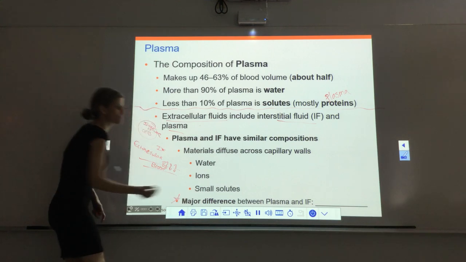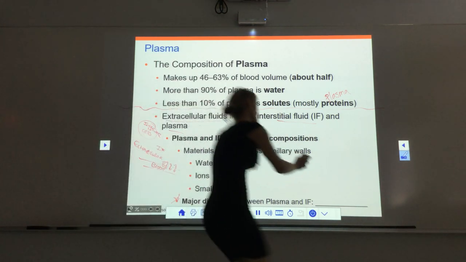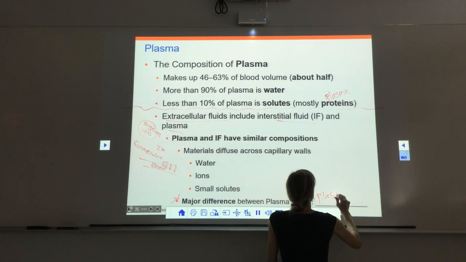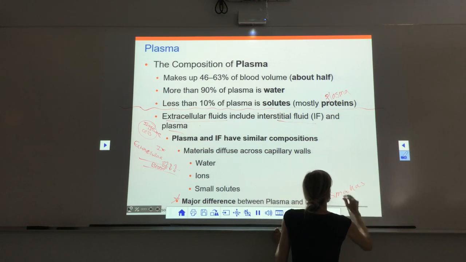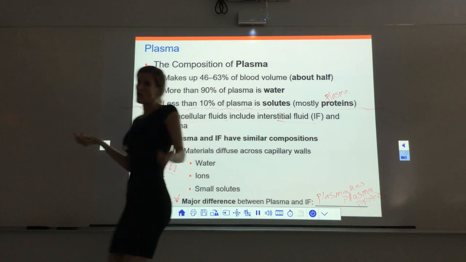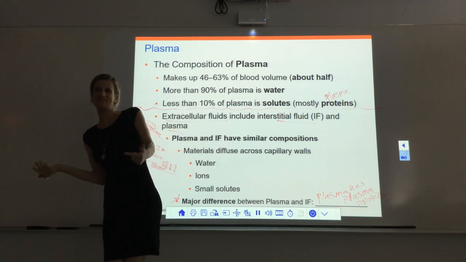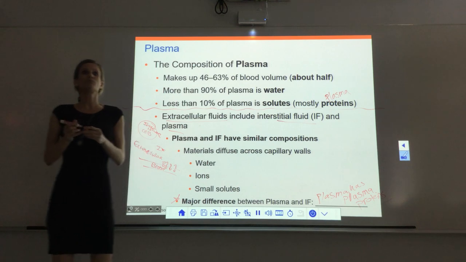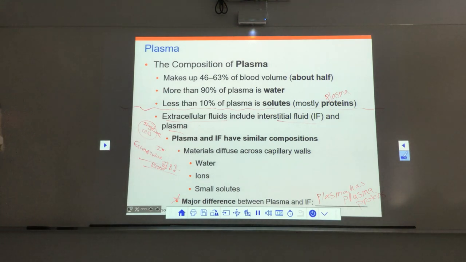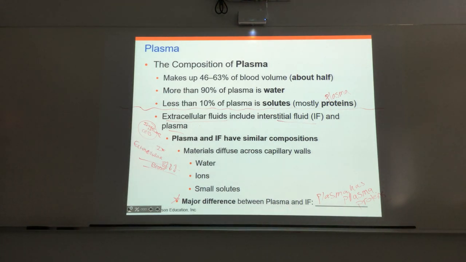So the major difference between plasma and interstitial fluid is that plasma has plasma proteins. Hence, we call them plasma proteins. They're proteins in the plasma. Plasma proteins are big. Remember we talked about proteins. What are proteins made out of? Chains of amino acids. An amino acid's a decent-sized molecule, right? It's a good-sized molecule. It's pretty big.